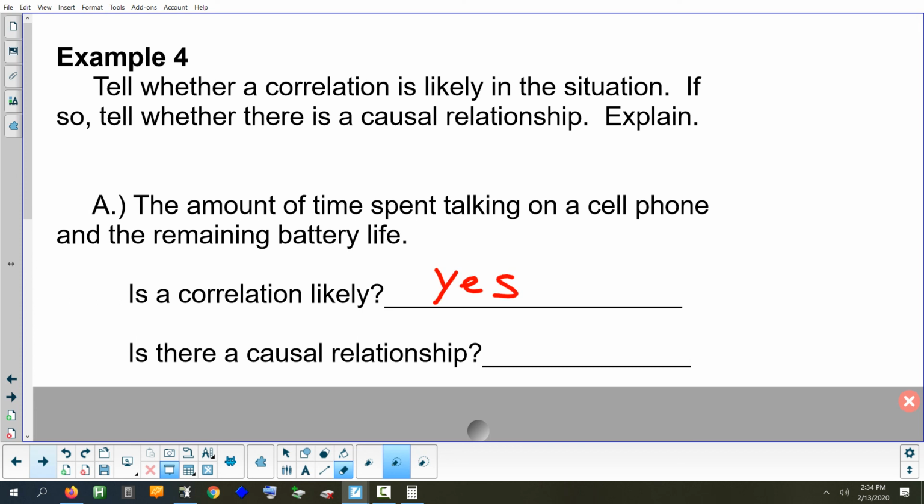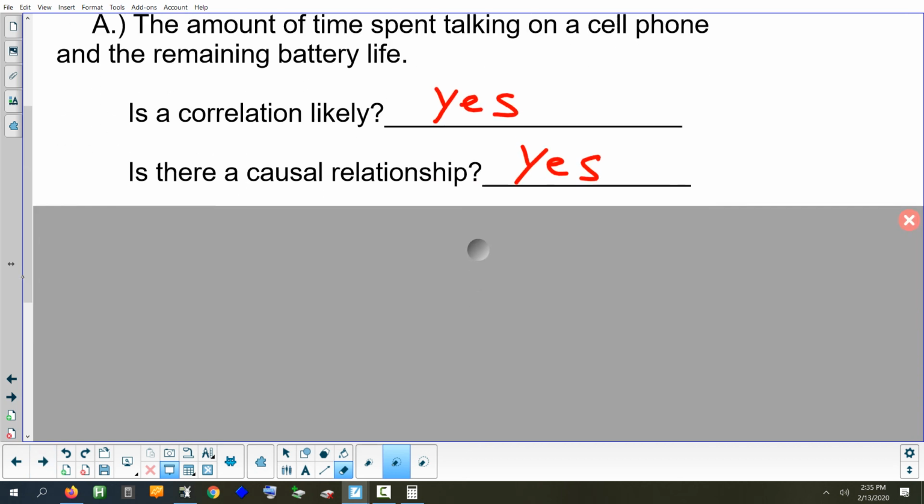Now, is it causal? Meaning if you change one, does the other change? If you talk more time on the phone, is the battery automatically going to go down more? Yes. I mean, if you don't plug it in. So, what if you talk less time on the phone, is the battery automatically going to go down less? Yes. If you don't use the phone as much to talk, it's not going to go down as much. If you use the phone more to talk, it's going to go down more. So that's causal. Change the amount of time you talk, you're going to change the amount of battery that's left in your phone. Guaranteed. Okay.